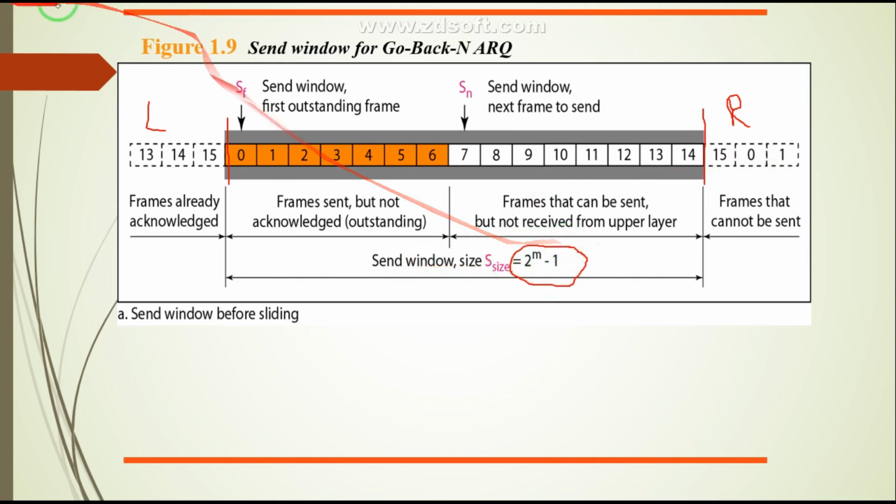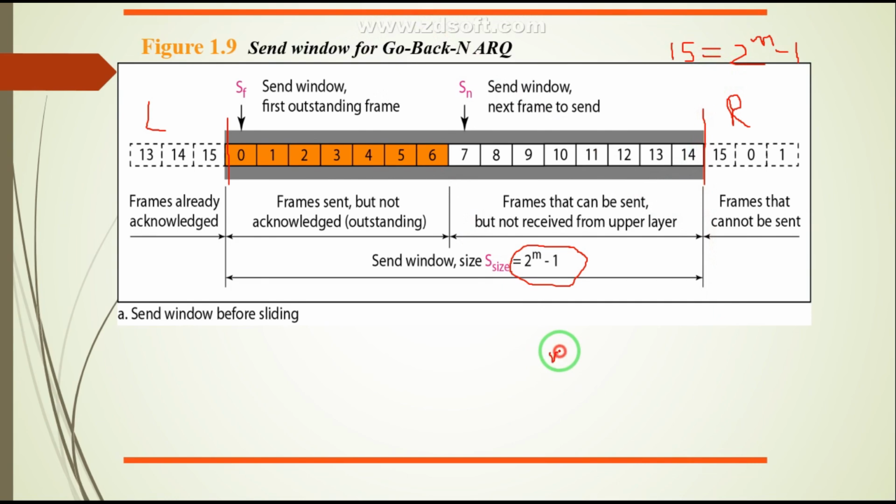So I ask you the question, can anybody tell what is the value of m? You can see it, guys, 0 to 14. It means 15 is the window size. So 15 is equal to 2 raised to m minus 1. Now I think you have got the idea what the value of m should be.